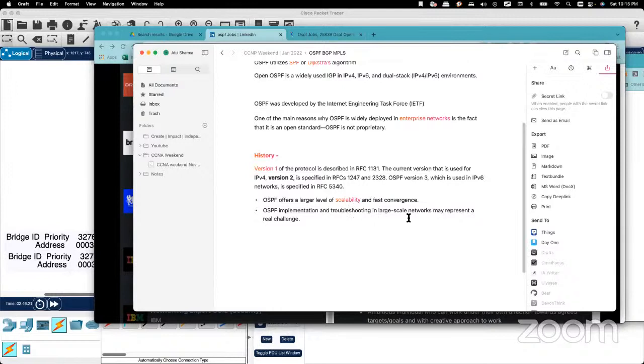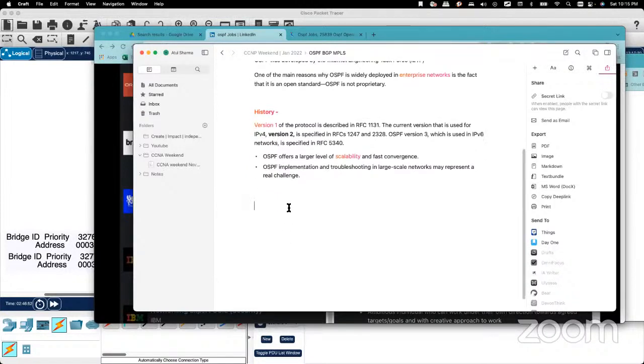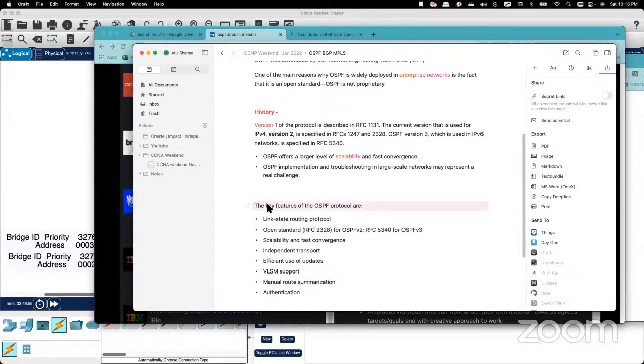It is open standard, so it is widely used, sir. Yeah, open standard. Anyone else? Highly scalable. It exchanges routing information automatically. Yes, good. It can communicate with different vendor routers. Yeah, multi-vendor support. It is highly scalable. Yes, correct. Unlimited hop counts. So the main key features are here. You can add as many as you like, but these are the more important ones.